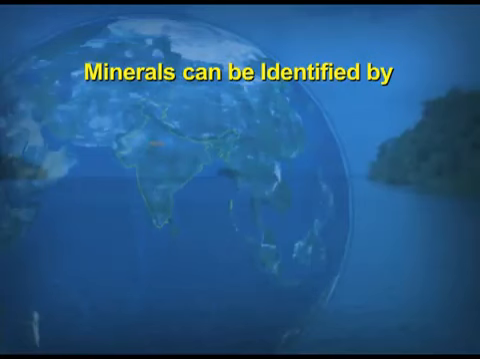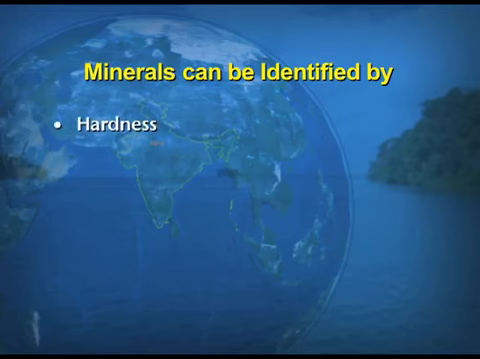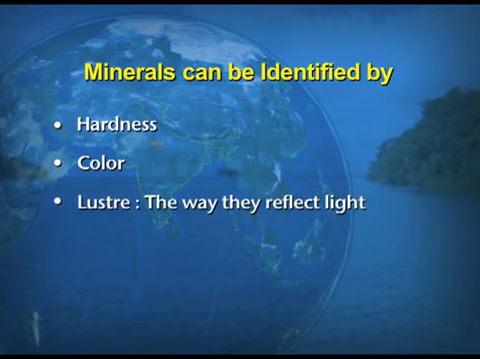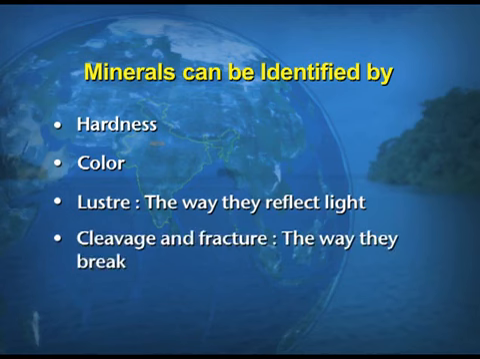Now, the question is how to identify the minerals. Minerals are basically identified in the form of their hardness, number 2, their color, number 3, the luster they have. Luster, you must be understanding, is the shine which we find in the metallic minerals. Then we talk about the cleavage and fracture, that is how the minerals break up. And finally, the density of the minerals is also one of the bases of identifying the minerals.